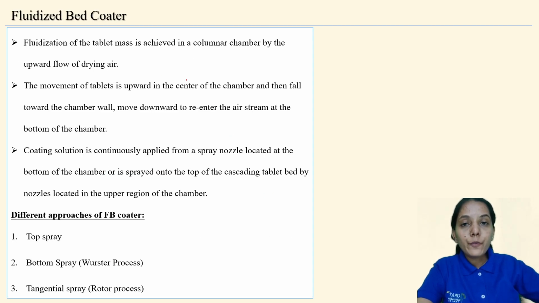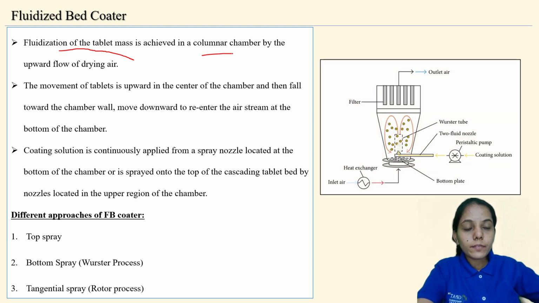Now the next important one is the fluidized bed coater, that is FBC. Fluidization of the tablet mass is achieved in a columnar chamber. Now which is that chamber? This is the chamber. So this is FBC. Here you can see this is a bottom spray. The spraying will be here. This is the coating solution. The coating solution will go from here. And this is a peristaltic pump that will pump the coating solution. And these are the nozzles. From here the spraying of the solution will take place.